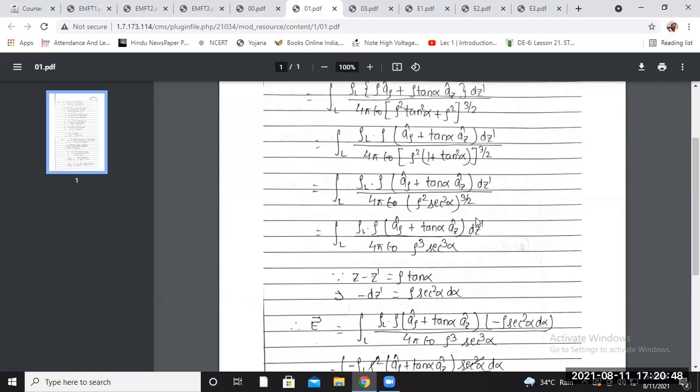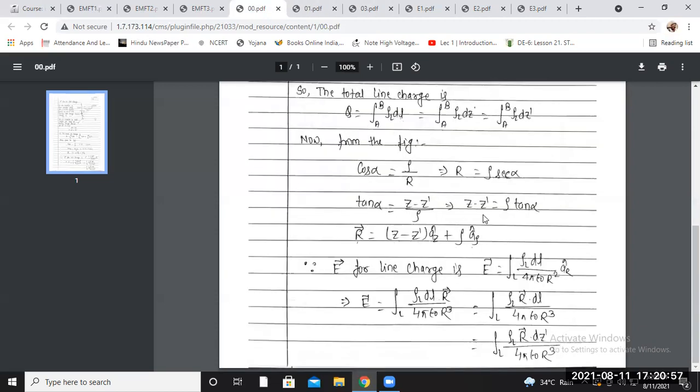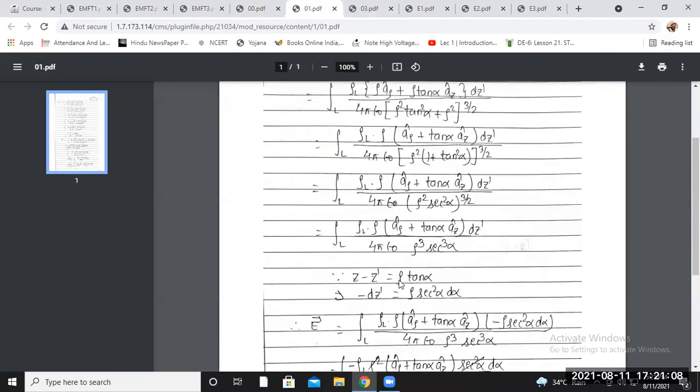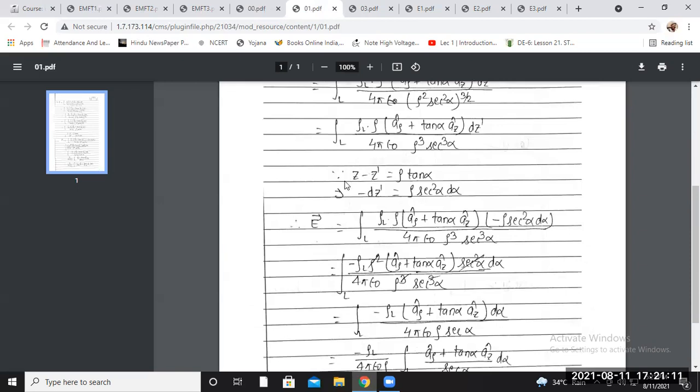tan alpha. So here we can see that the integration over the length is with respect to dz dash. So z minus z dash equal to rho tan alpha. If you differentiate this whole equation with respect to dz dash, you will get in terms of dz dash, that means z is your constant value. So minus dz dash equal to rho, tan alpha has the derivative sec square alpha. Now this dz dash is related with your alpha, so the integration over the length, the range will vary, now it will be converted into alpha angle.